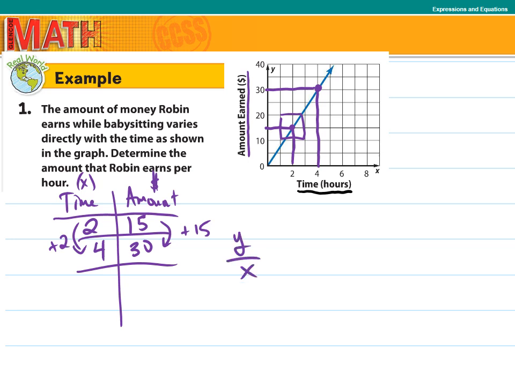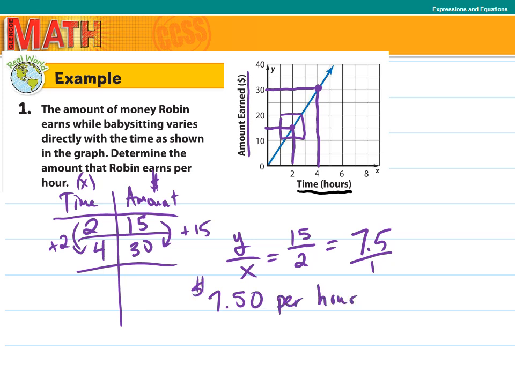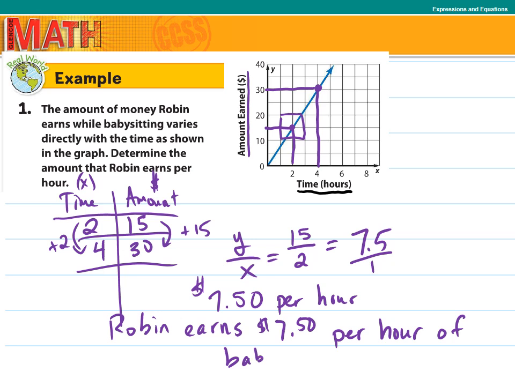We take y over x like we did in lessons 5.1 and 5.2. My y is 15, my x is 2. 15 divided by 2 is 7.5. Now we're talking about the amount that Robin earns per hour. So this is going to be per hour. This is 7.5 over 1. So we're going to say she earns not 7.5 but $7.50 per hour. So in a complete sentence, Robin earns $7.50 per hour of babysitting.